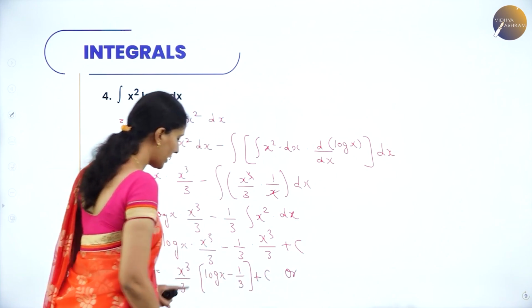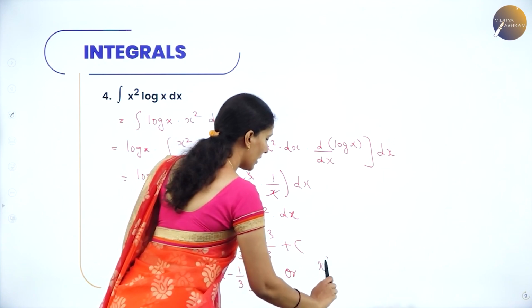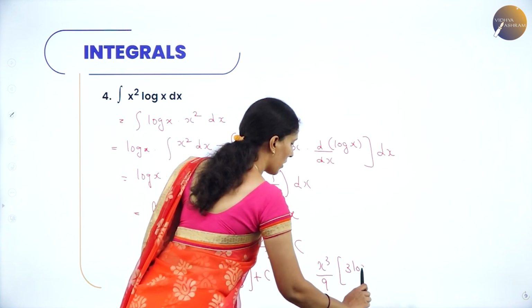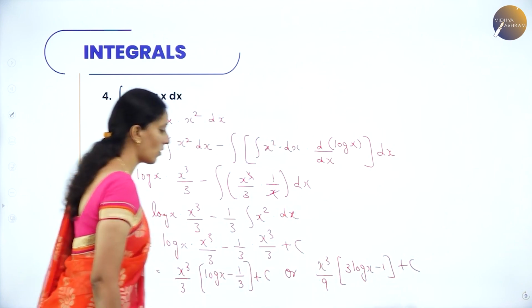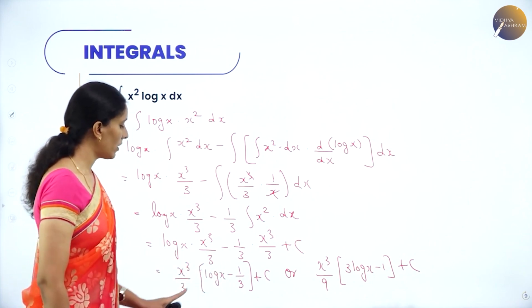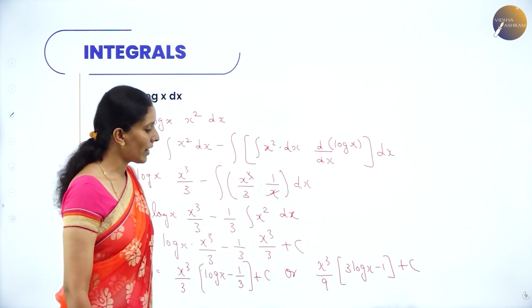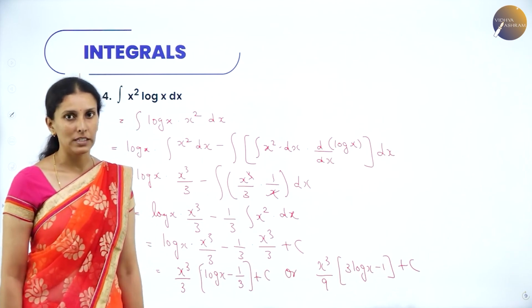Or you can also write it in the form of, so if you take, it will become x cube divided by 9 into 3 log x minus 1 plus c. So this can also be written. So 3 into log x minus 1 divided by 3, 3 3s are 9. So it can also be written as x cube divided by 9, 3 log x minus 1 plus integration constant.